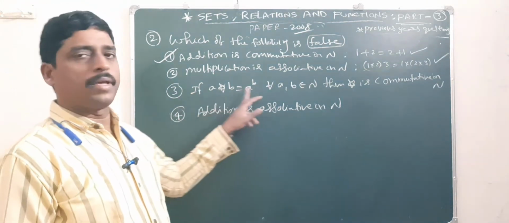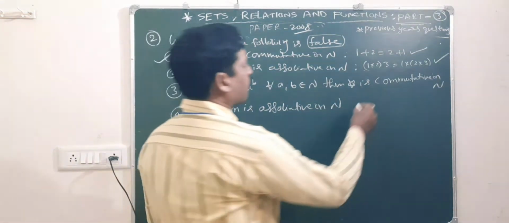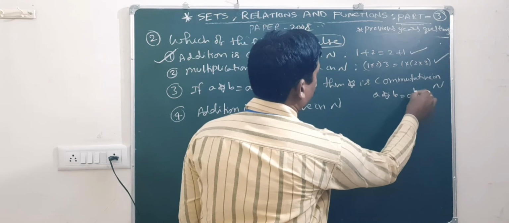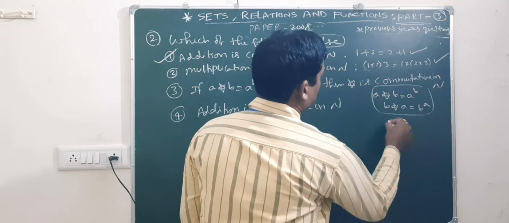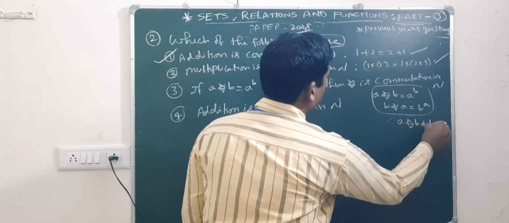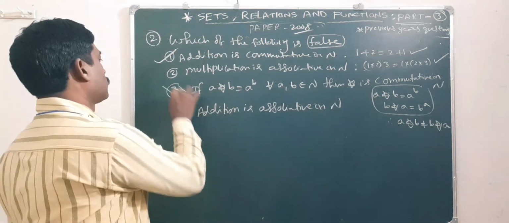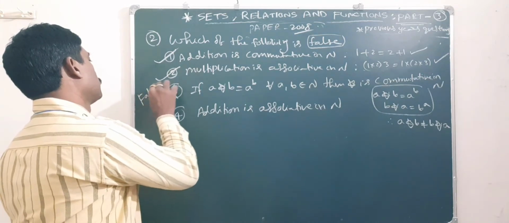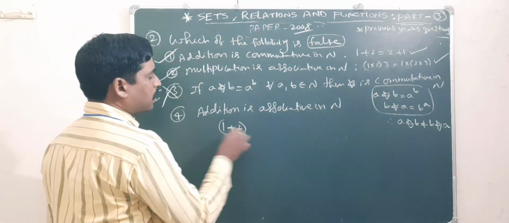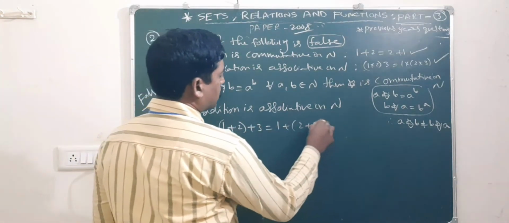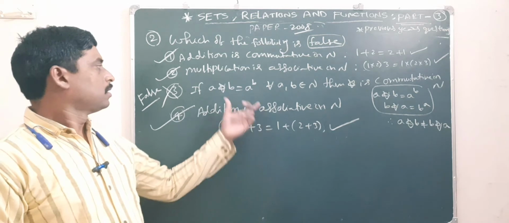So option 3, a star b is equal to a to the power b, where star is commutative. So a star b is equal to a to the power b, b star a is equal to b to the power a. Both are different. Therefore, a star b is not equal to b star a. So, star is commutative given. This is not correct. This is the false. So, option 4, addition is associative in natural numbers. So, 1 plus 2 plus 3 is equal to 1 plus 2 plus 3. This is always true. So, this is also correct. So, which option is false? Third option is false.